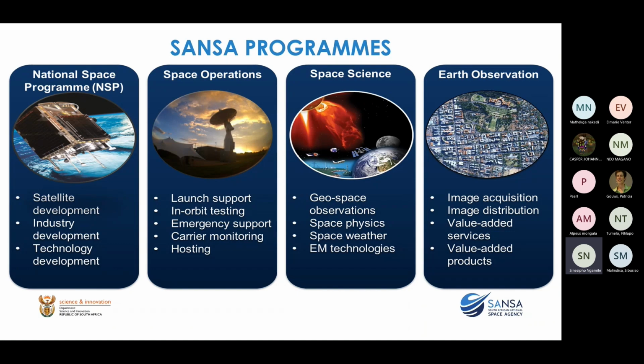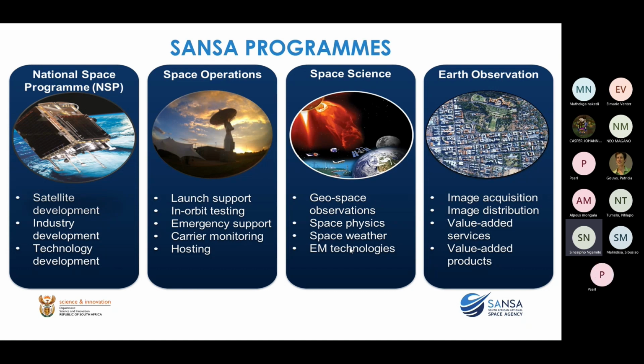So we also have a space science program, which is based in Hermanus in the Western Cape. Oh, I didn't mention that space operations is a program that is based in Hartbeespoort. We have a farm here in Gauteng, where we have more than 40 antennas or satellite dishes that we use to monitor or track satellites that are in outer space. I will try to explain what exactly that program does in the next slides as well.